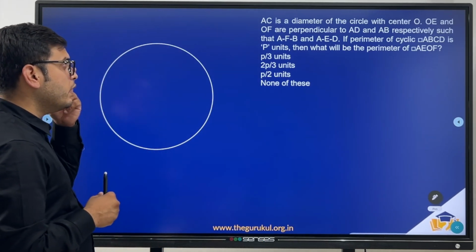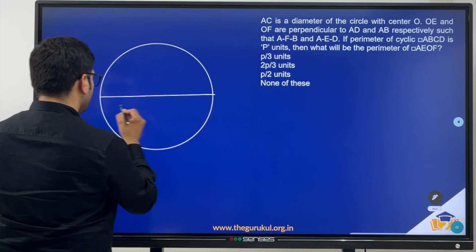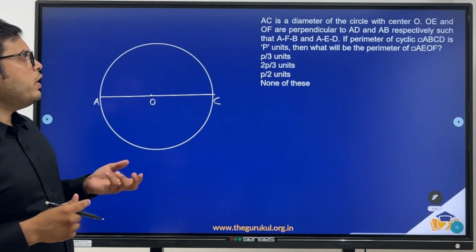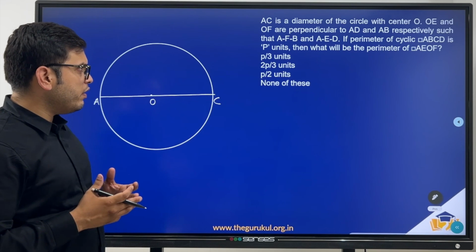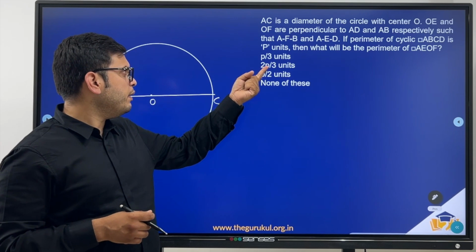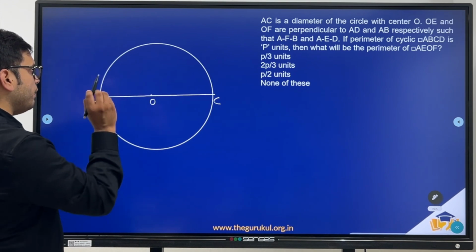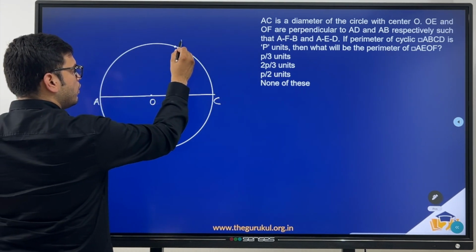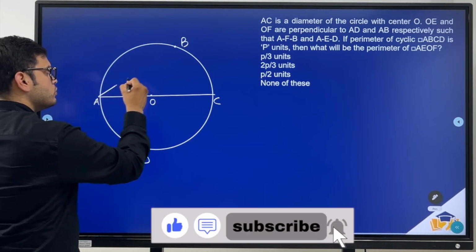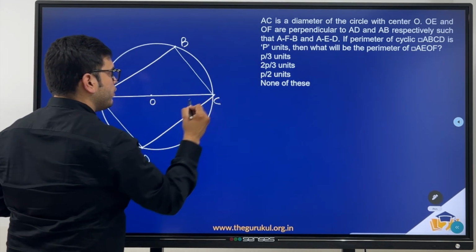Now coming to the next question. AC is the diameter of the circle with center O. Now let this be AC, center O. OE and OF are perpendicular to AD and AB respectively. Now what are B and D? Such that F lies between A and B and E lies between A and D. ABCD is a cyclic quadrilateral. So let me assume B here and D here. So A, B, C and D is a cyclic quadrilateral.